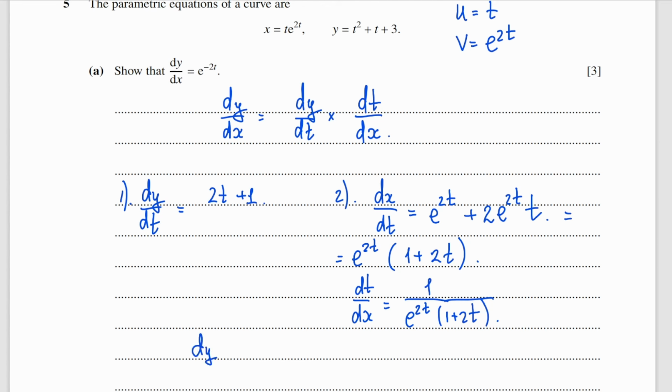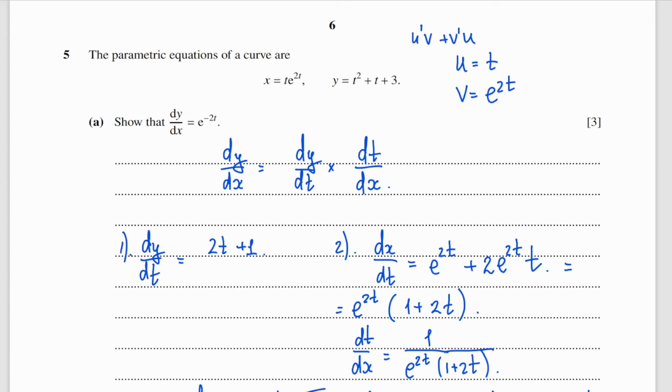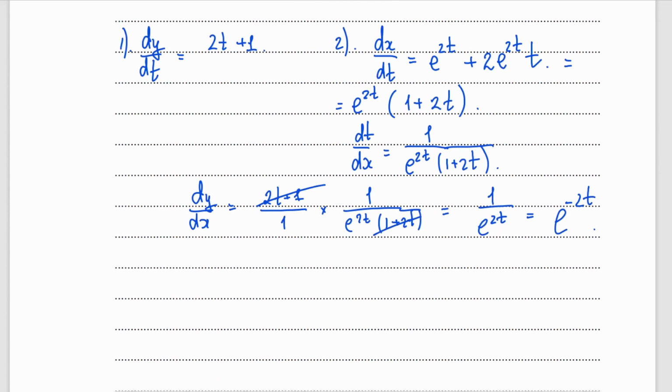And finally, we are ready. dy dx equals 2t plus 1, that's our dy dt, then multiply by 1 over e to the power of 2t, 1 plus 2t. Cancel out common factor, 2t plus 1, and get 1 over e to the power of 2t. Let's write it as e to the power of minus 2t. That's exactly what we had to show.